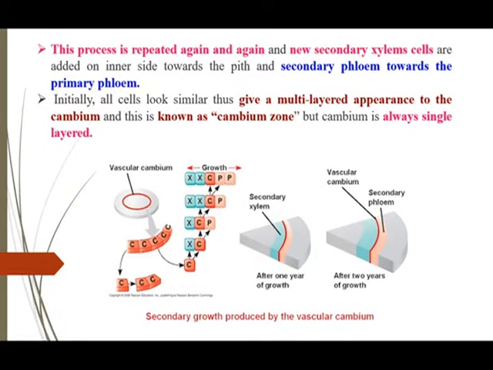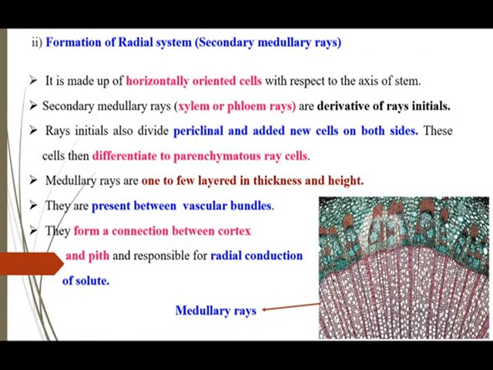Initially, all cells look similar and this gives a multi-layer appearance to the cambium, and this zone which consists of cambium, xylem and phloem is known as the cambium zone, but cambium is always single layered. Formation of radial system. A radial system is represented by medullary rays and these rays are present in xylem and phloem. They are of multiple thickness and height.